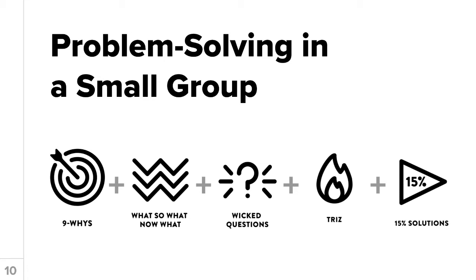Wicked Questions, we can start to confront some of these paradoxical issues that we face as a group. TRIZ, of course, is so great at just blowing up things and creatively destroying things that are getting in our way or no longer serving our purpose that we started off with. And then 15% Solutions allows us to think about what we're going to do right now. How can we go make a difference given the resources that we currently have?